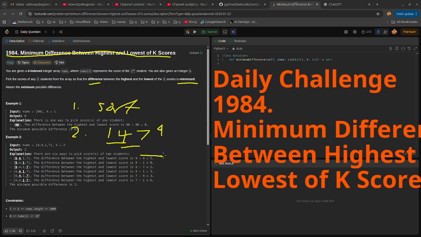7, 9. Among all these pairs or substrings, we can find out the difference, and among all these differences, the minimum one is the final answer. That's the approach to solve this problem.